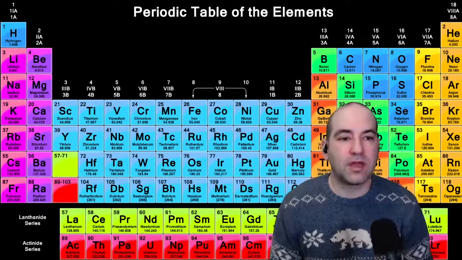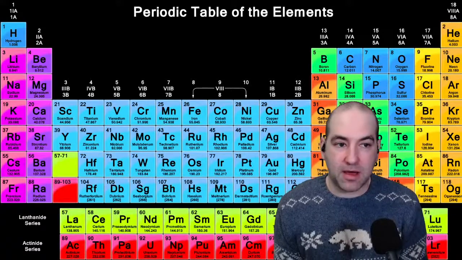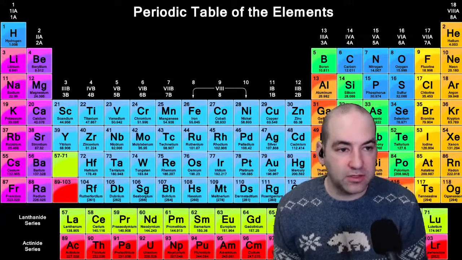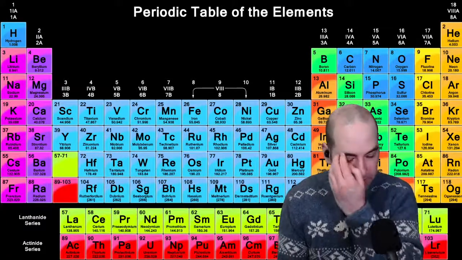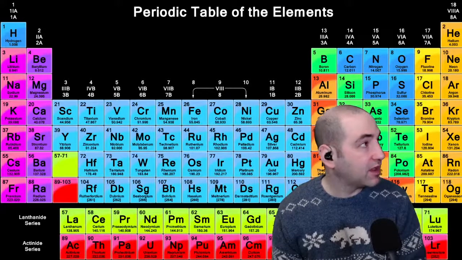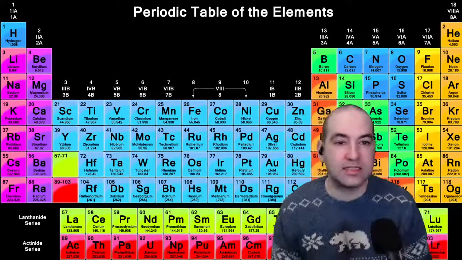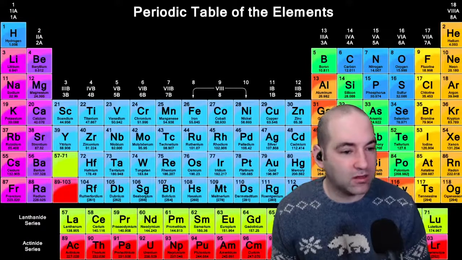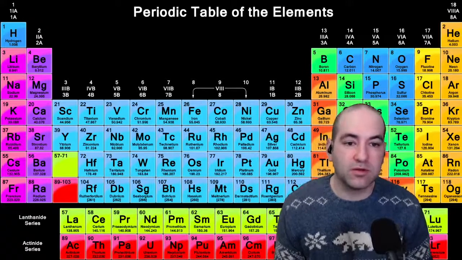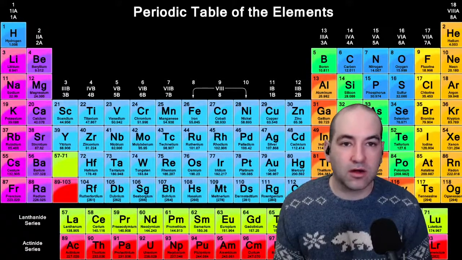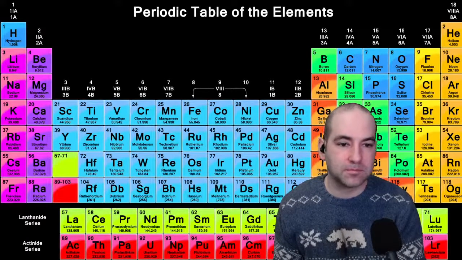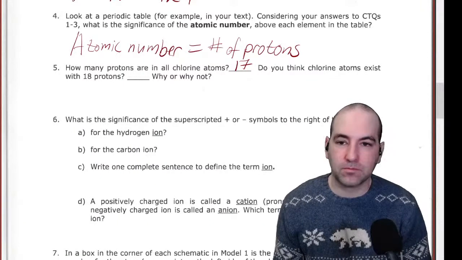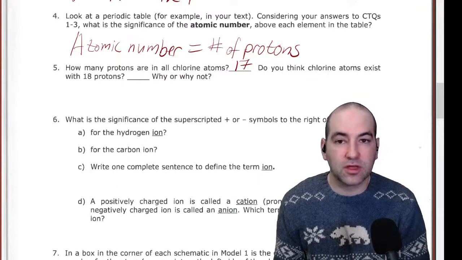All right, so hopefully you came up with the idea that that is not possible, because if chlorine had 18 protons, then its atomic number would be 18. Remember, we said that atomic number equals number of protons, and what do we see over there? Well, it looks like 18 is argon, Ar, not chlorine. So if we had a particle with 18 protons, that's no longer chlorine, that's now argon. All right. So we've learned something really important there.